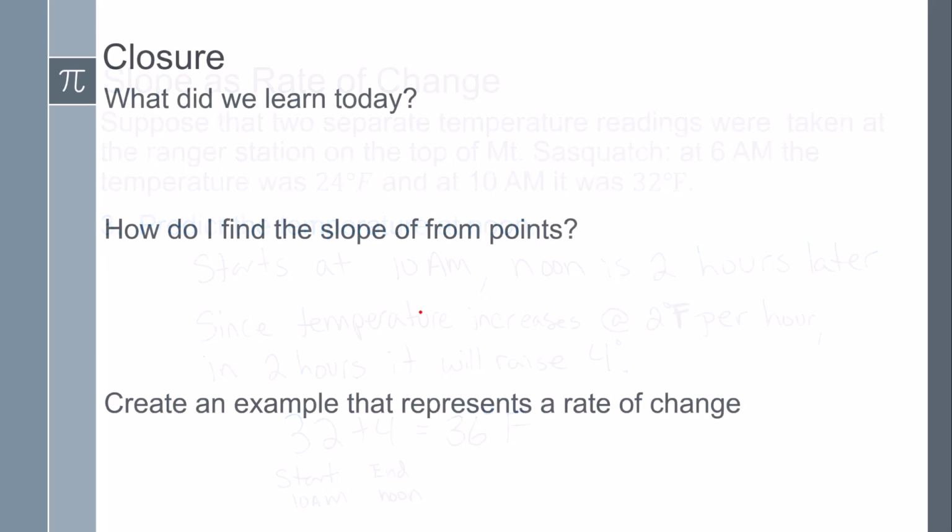So what did we learn today? We talked about rates of change. We talked about slope. We found the slope. We looked at what slope means in a real-life example. And so how do I find the slope from 2 points? That's going to be y2 minus y1 over x2 minus x1. And then create an example that represents rate of change.